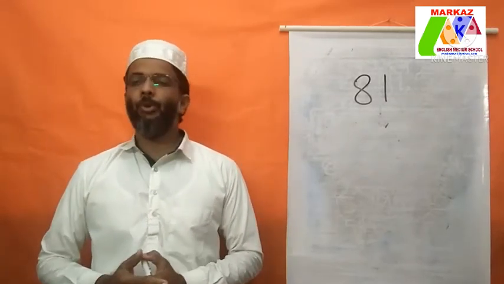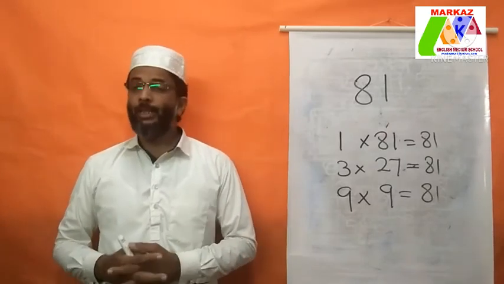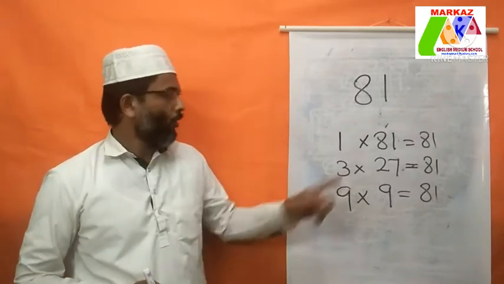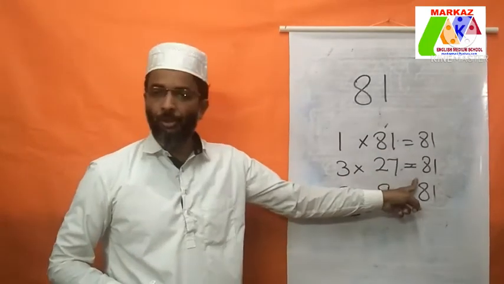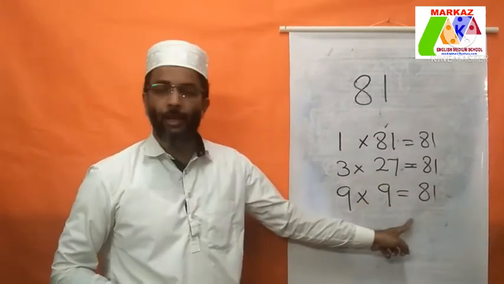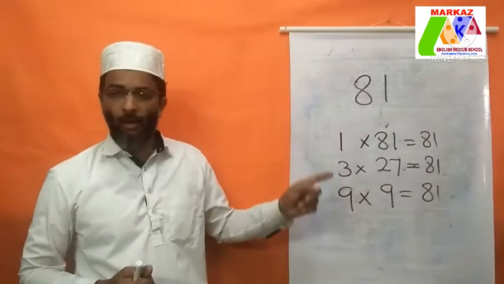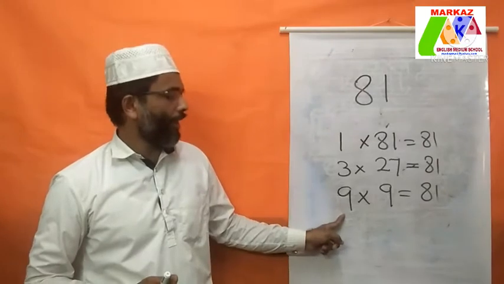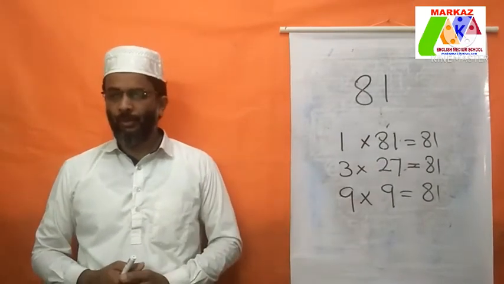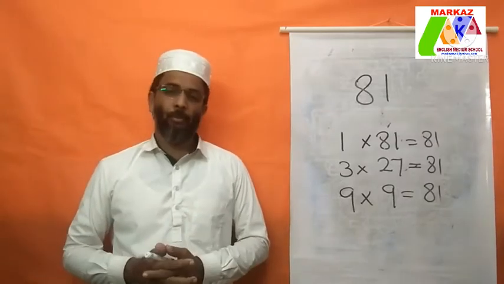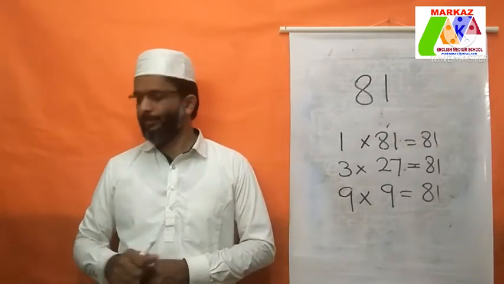Find the factors of 81. The pairs of numbers which give the product 81: 1 into 81 is 81. 3 into 27 is 81. 9 into 9 is 81. Thus the factors of 81 are 1, 3, 9, 27 and 81, as each of these numbers divides 81 exactly.